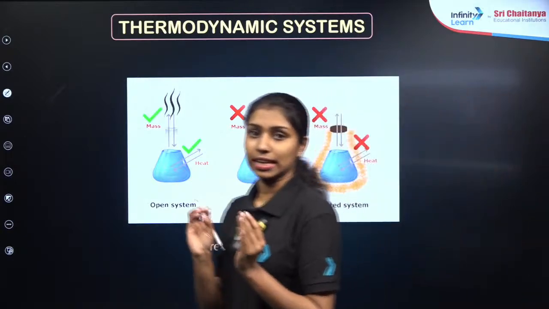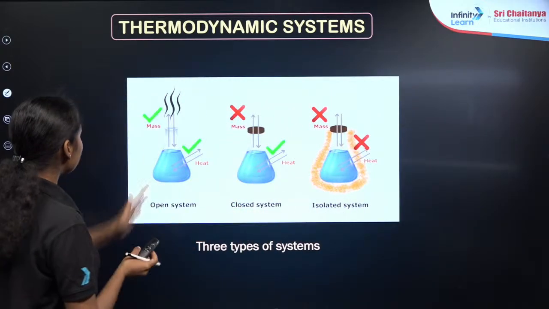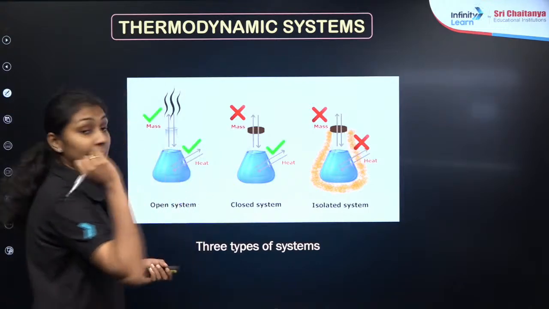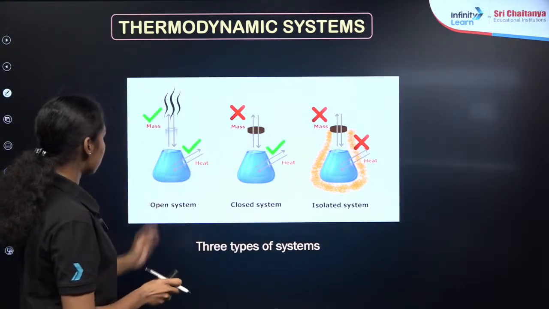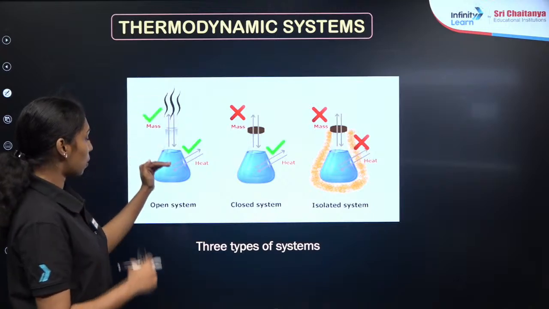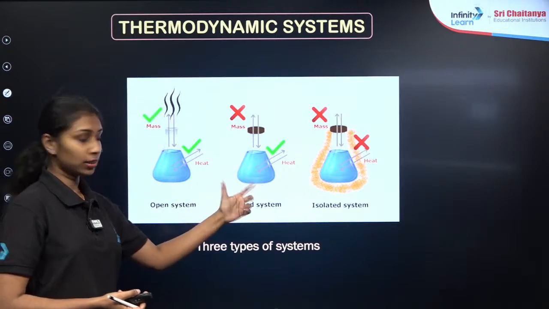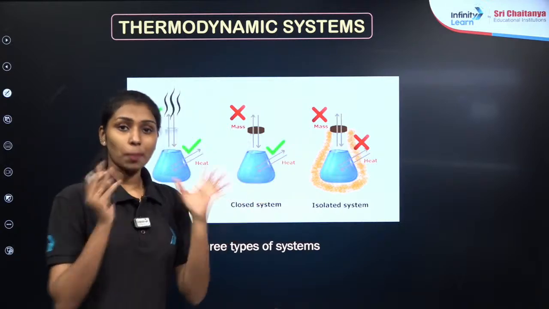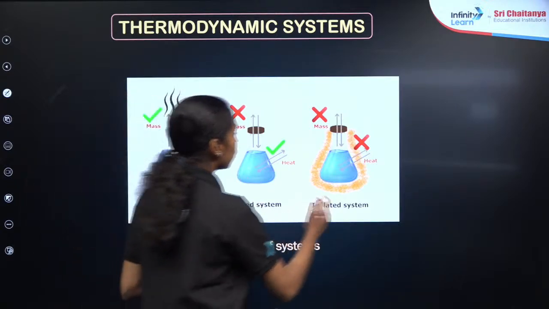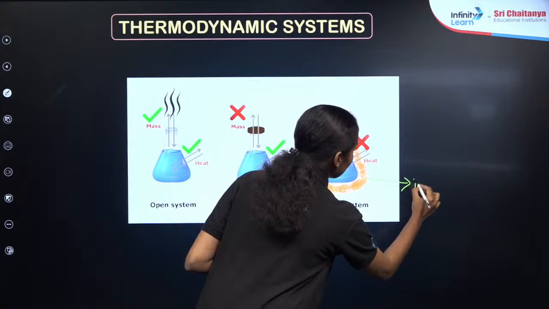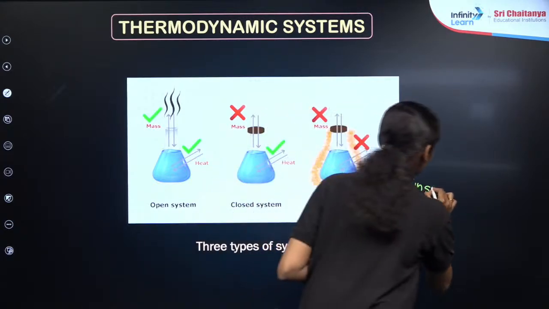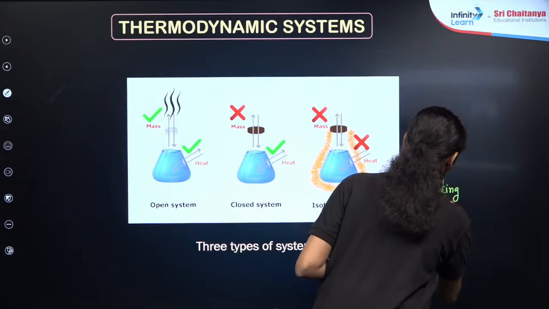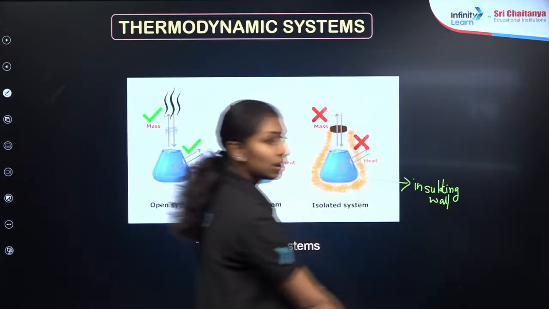The same type of picture is given here. This is the open system. A conical flask containing water. We can say that the wall is not insulated, which means that heat exchange is also happening here, as well as mass exchange is also happening here. Then what about the second one? There is no mass exchange, but heat exchange is here. Third one, there is no mass exchange as well as heat exchange because of the presence of an insulating wall. Insulating means there is no conduction, right? Insulating means there is no heat exchange happening. Clear?